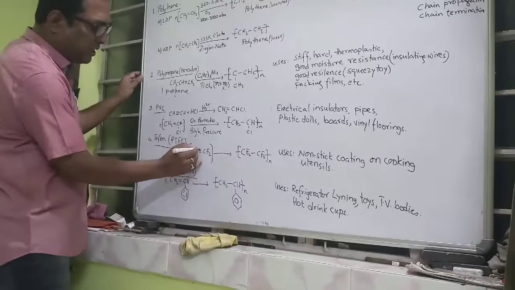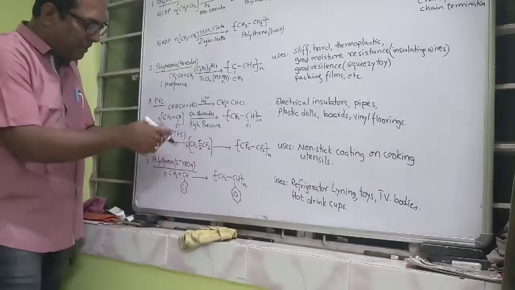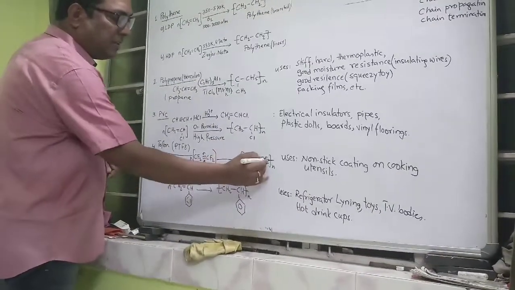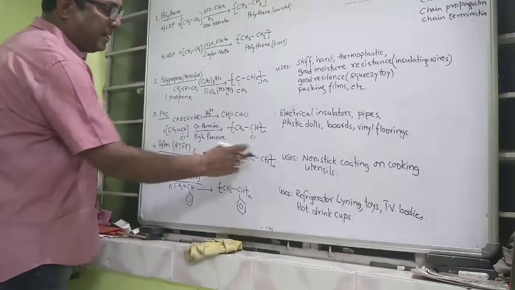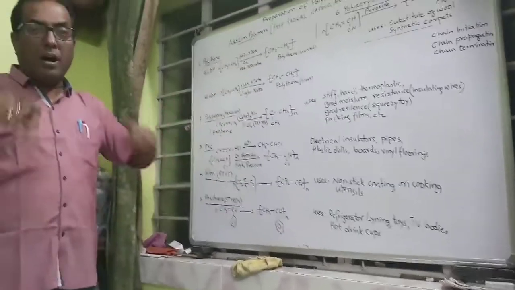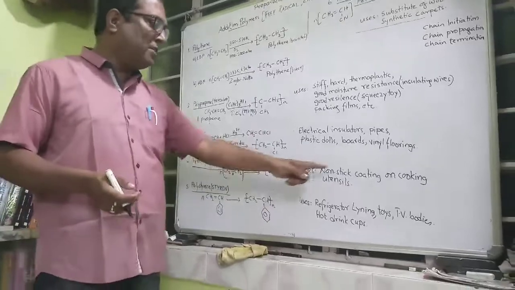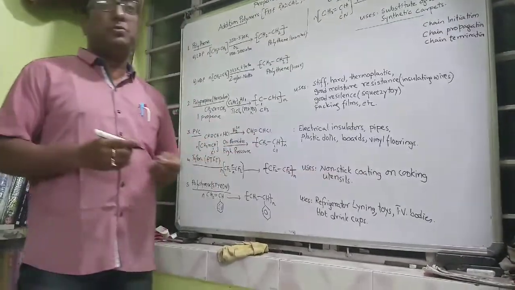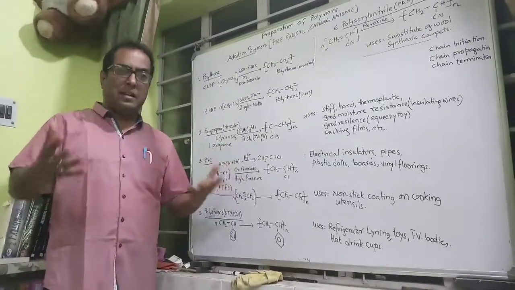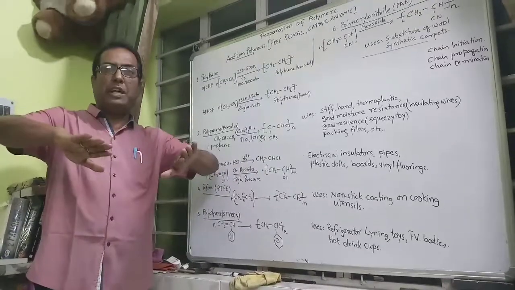single bond, because remember, this is a sigma bond and this is the pi bond. The pi bond, under pressure and temperature, breaks open and a bond is formed between this carbon and that carbon, and they initiate the chain of these monomers to make a polymer. And what it is used for: non-stick coating on cooking utensils. I have told you before that for cooking frying pans and all, we use a Teflon coating.